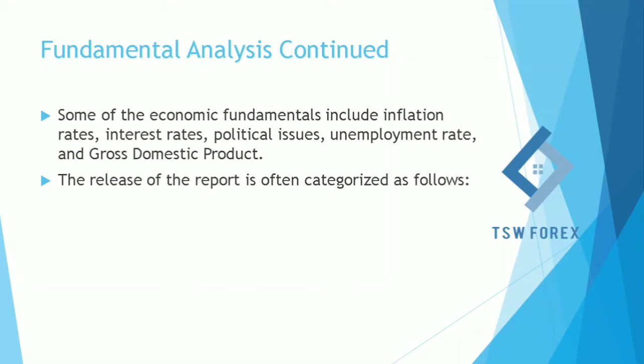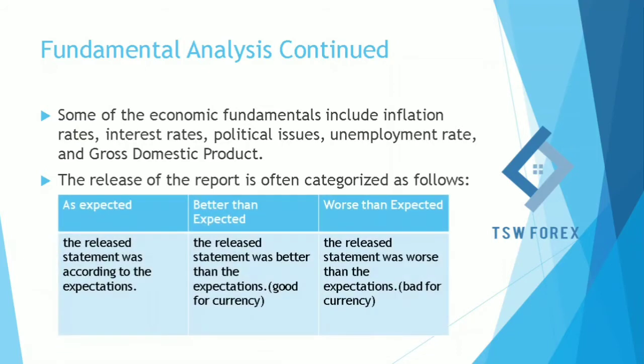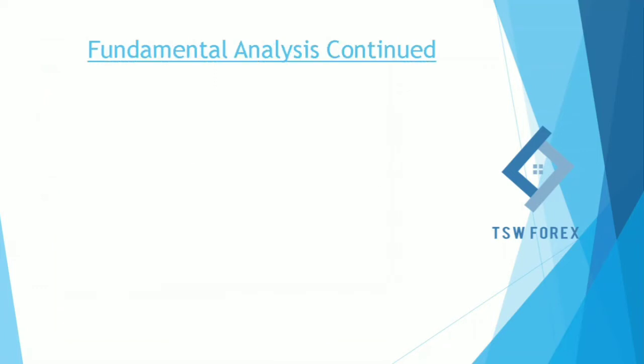The release of these reports is often categorized into three categories. Whenever there's a news release related to the country's economy, you will have as expected: the release statement was according to the expectations, and usually that is good or neutral for the currency. If the news comes better than expected, it is good for the currency, which means the currency gains strength for that specific news release. And if it's worse than expected, the release statement was worse than the expectation and it's bad for the currency.